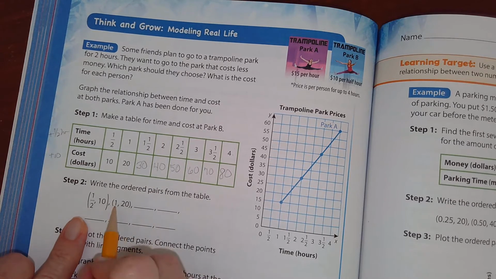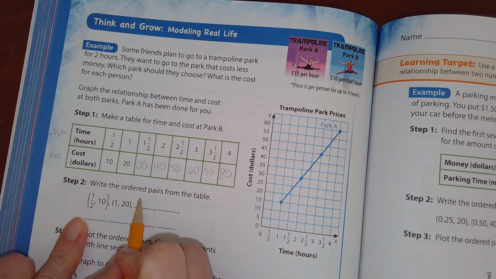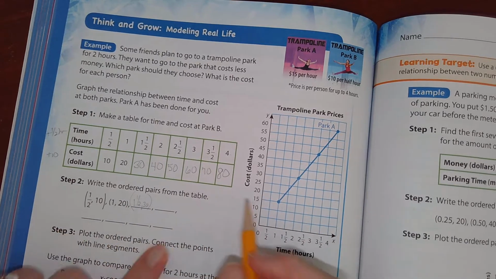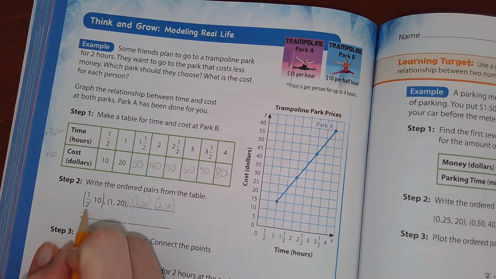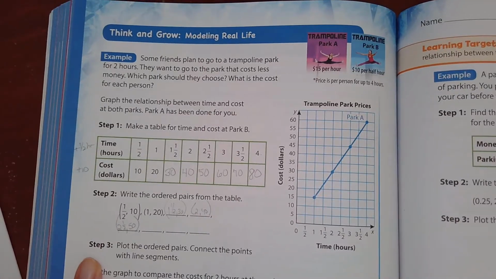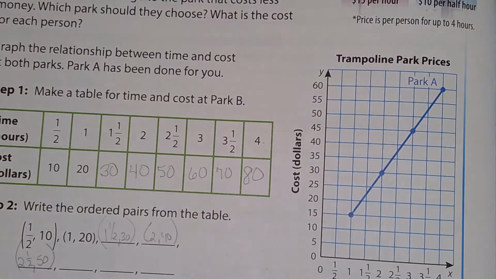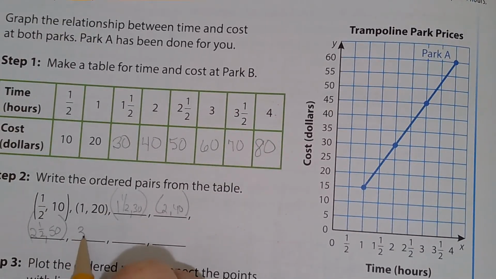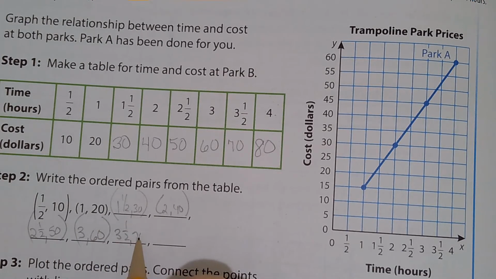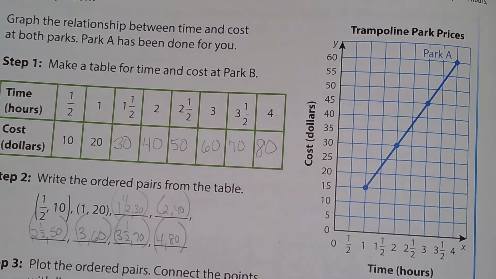Now let's plot this. They did the first two, so 1.5 and 30. Okay, then 2 and 40. 2.5 and 50. You can see there. There you go. Okay, 3 and 60. 3.5 and 70. And 4 and 80. Okay, we've plotted our points.